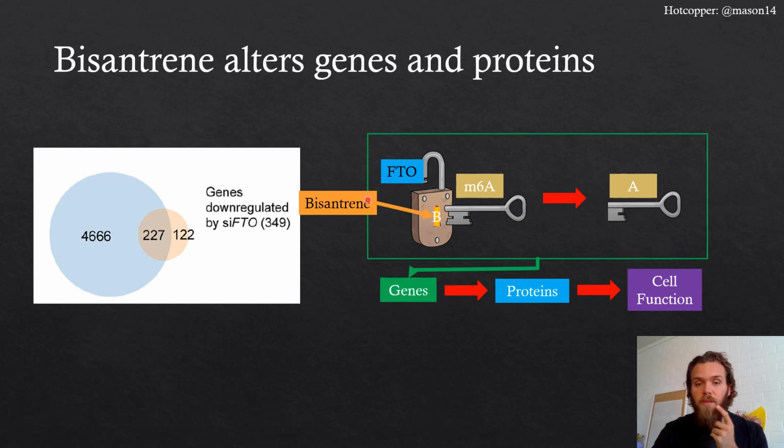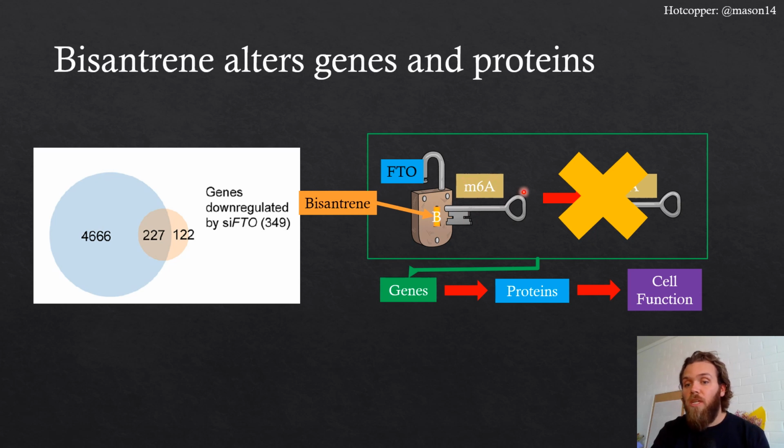And so what we have is bisantrene coming in here, disrupting the binding of these two molecules, which then leads to a reduction in this A and the accumulation of that A, which then influences the genes, which influences the proteins, and which changes that cellular function. And that is what we're going to discuss moving forward.